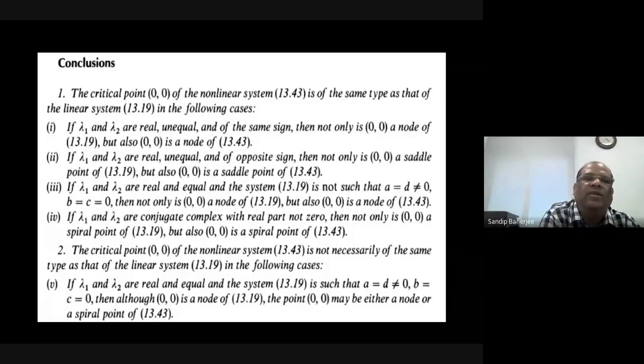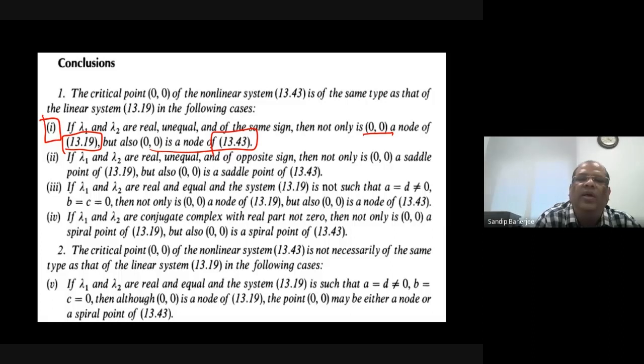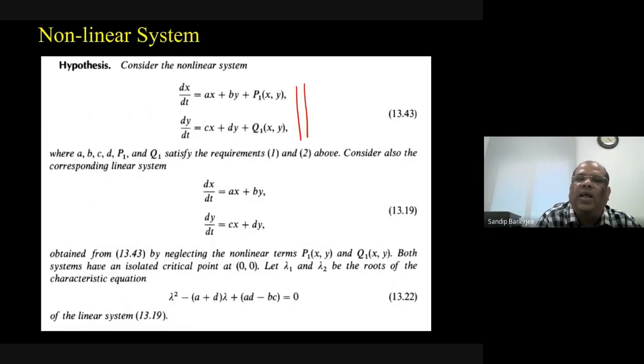For example, if I only take this one, it says if lambda 1, lambda 2 are real and equal of the same sign, then not only is 0, 0 the node of 13.19, it is also the node of 13.43. So 13.19 is this and 13.43 is this. If it is true for 13.19, which is the linear system, it is also true for 13.43, which is the nonlinear system.